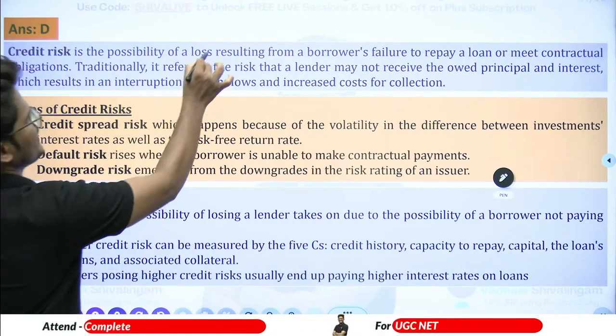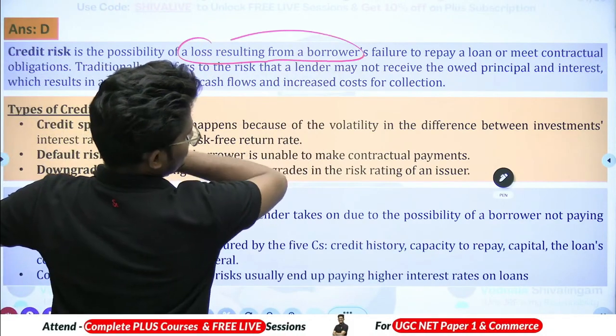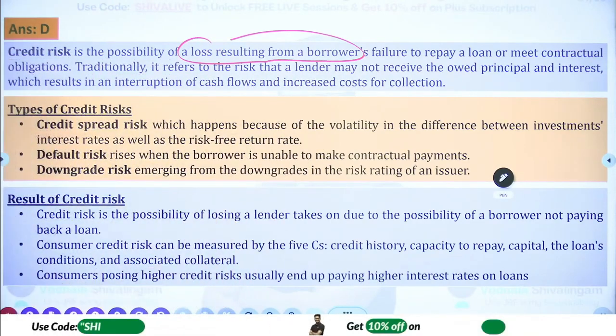Credit risk is the possibility of loss resulting from the borrower's failure. When he is not able to pay, then that much risk is going to be there.